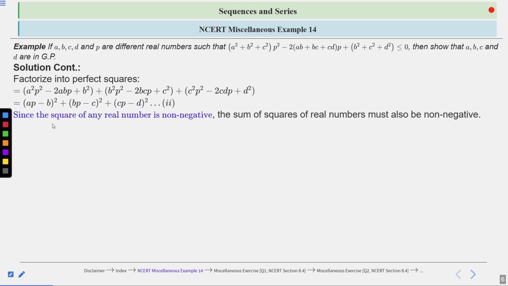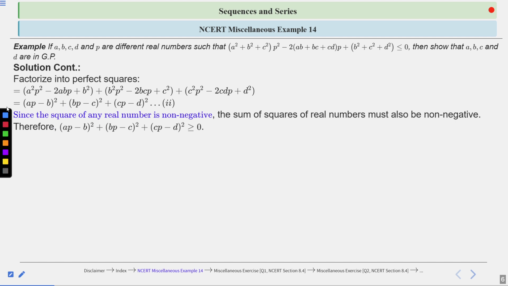Since the square of any real number is non-negative. Non-negative means, suppose x is a real number, then x square is always greater than or equal to 0. The sum of squares of real numbers must also be non-negative. Therefore, (ap minus b) whole square plus (bp minus c) whole square plus (cp minus d) whole square is always greater than or equal to 0. Why? Because the square of any real number is non-negative.